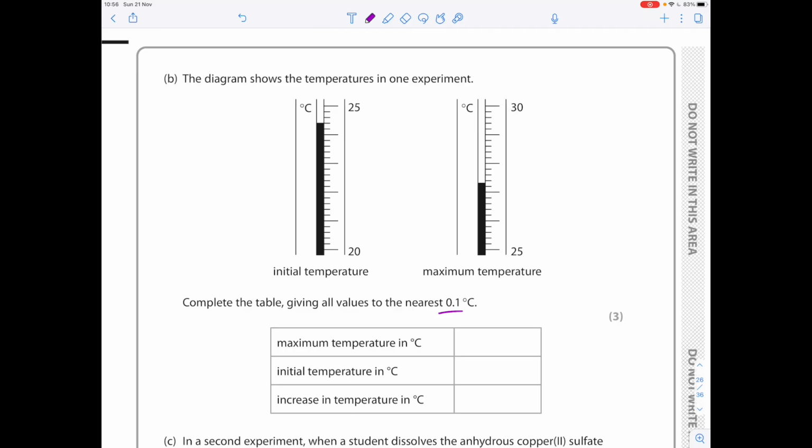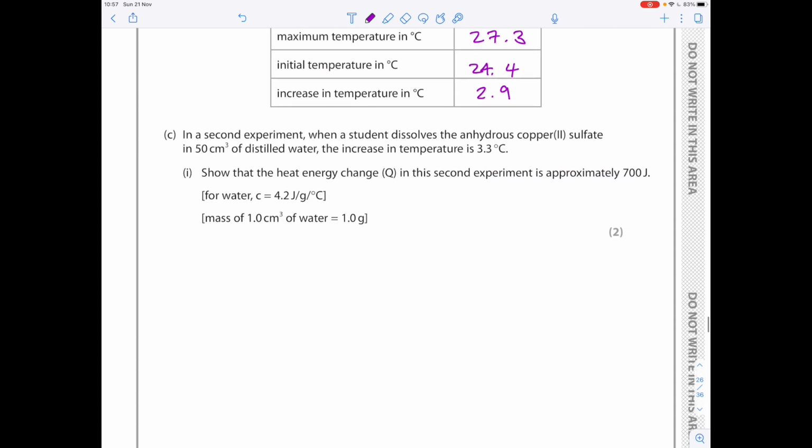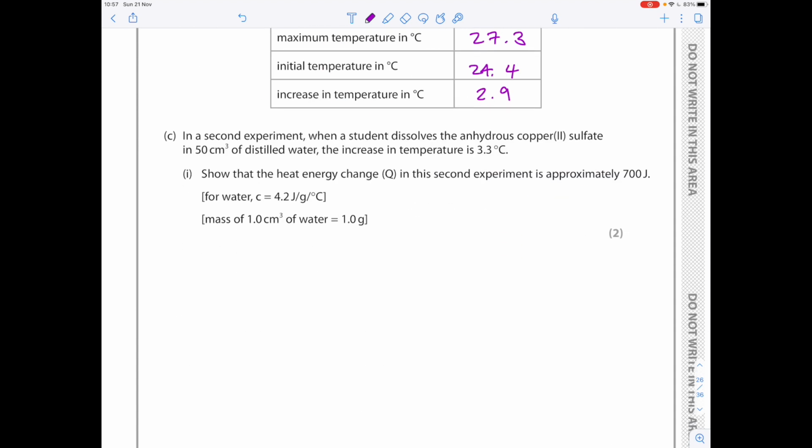Maximum temperature in degrees Celsius. So that's 25, 26, 27.3. Initial temperature, now looking at this side, 21, 22, 23, 24.4. So the increase in temperature is the difference between those two numbers, which is 2.9.